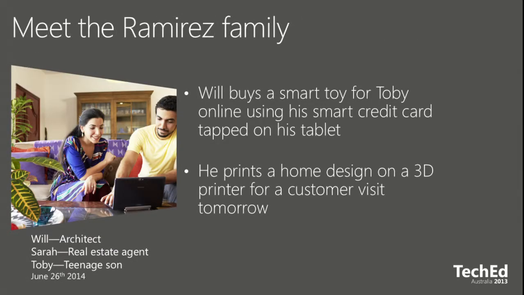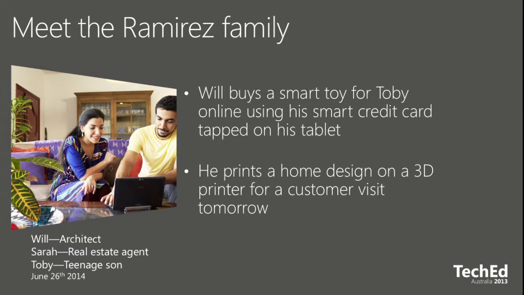So Ramirez family, we've got Will, who's an architect, so he's a mobile professional, roaming around, doing his thing, seeing clients. Uses obviously a tablet, being a Surface. Sarah is a real estate agent. She goes out, does similar kind of things, roaming about, seeing clients, uses cameras quite a lot. And they've got a teenage son, Toby, as well.